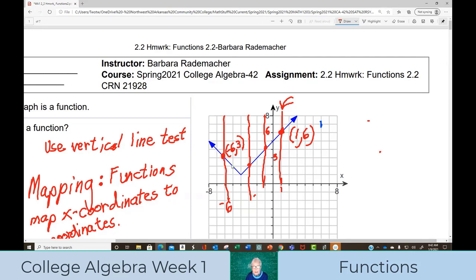And it's the function, the graph, that's doing it. There's no confusion. -6 is definitely being mapped to 3. +1 is definitely being mapped to 6. I know exactly where number 1 goes. I know exactly where -6 goes. Now, and that makes a function.